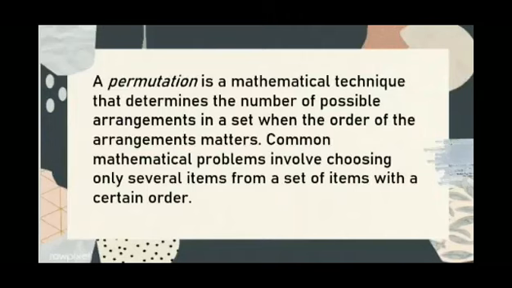What is permutation? A permutation is a mathematical technique that determines the number of possible arrangements in a set when the order of the arrangements matters. Common mathematical problems involve choosing only several items from a set of items with a certain order. Now that you know what is permutation, I will give you an example of permutation in real life.